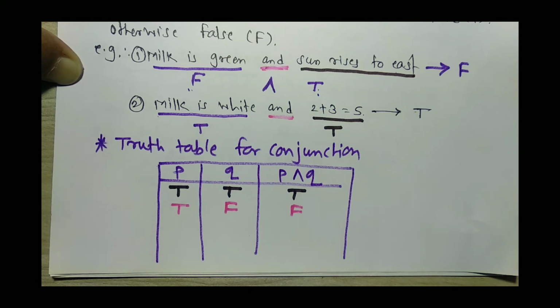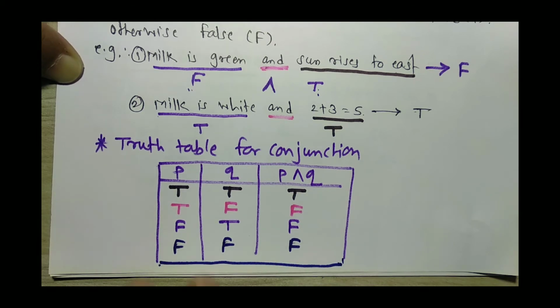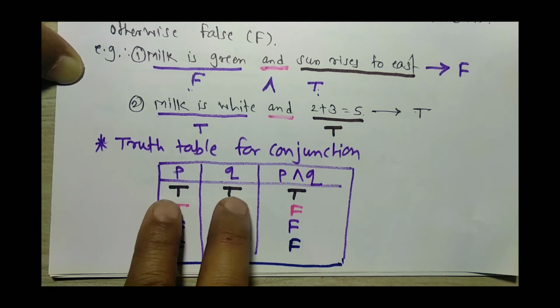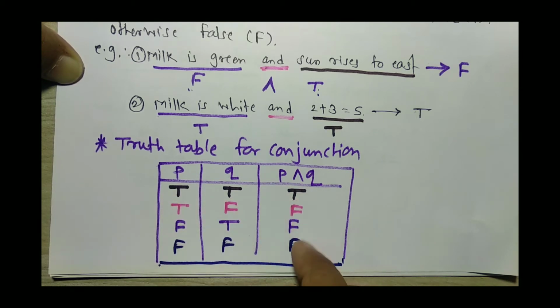Then similarly we will consider false here, true here. Both statements are not true, and therefore it becomes false. And the last consideration is false and false. Both statements are false, you will get false, and this is the truth table related to conjunction. That means inside the conjunction, if both statements are true, then you will get true, otherwise false. And this is the rule related to the conjunction of two statements.